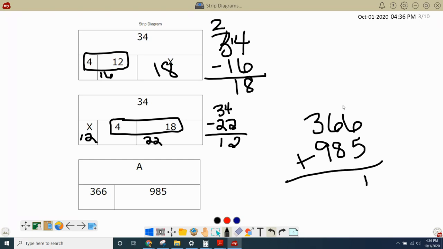6 plus 5 is 11. 1 plus 6 is 7 plus 8 is 15. 1 plus 9 is 10 plus 3 is 13. So 1,351.